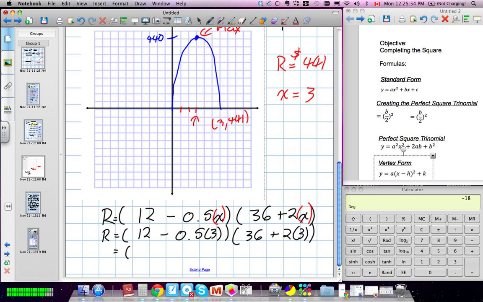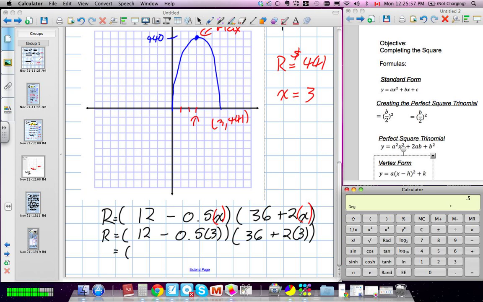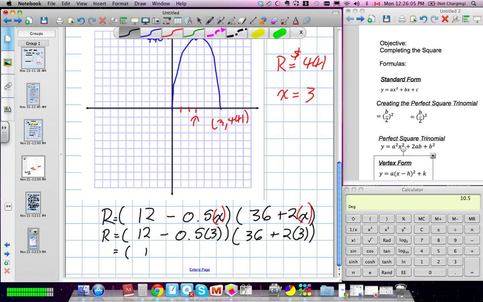Our new price is going to be 12 subtract 0.5 times 3, which is 1.5. So 12 subtract 1.5 is 10.5. So the new price is $10.50. Remember, this is price times sales. And the new amount of sales they'll make is 36 plus 6, 42. She'll now average 42 rentals.